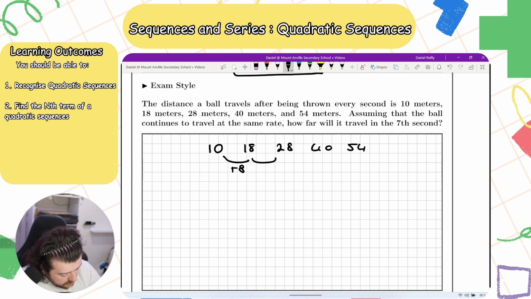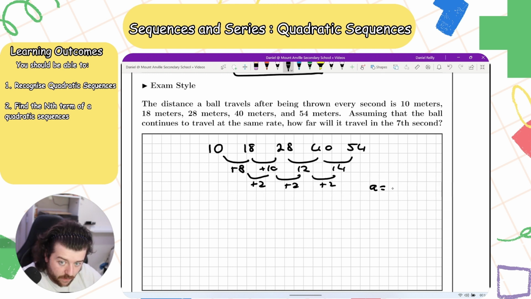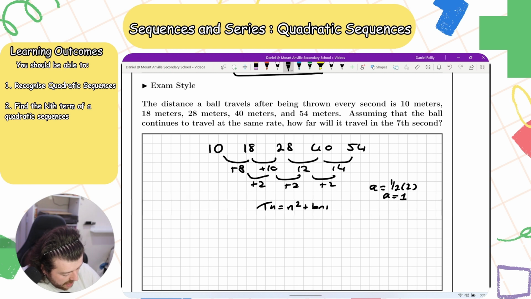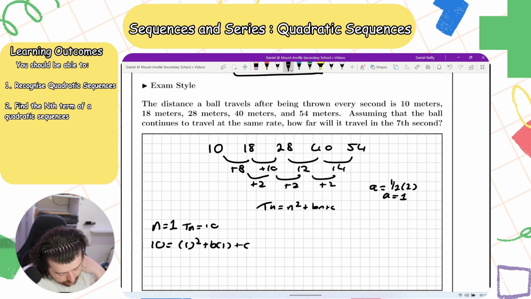So 8, 10, 12, 14. No, but my second difference is 2. So my second difference is 2. Therefore, A is going to equal a half of 2. A is equal to 1. So therefore, Tn is equal to n squared plus bn plus c. When n equals 1, Tn is equal to 10. So 10 is equal to 1 squared plus b times 1 plus c.